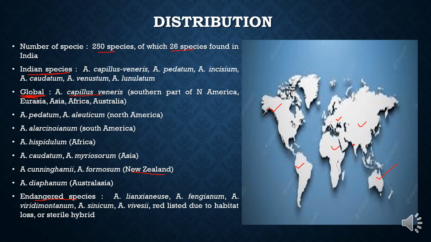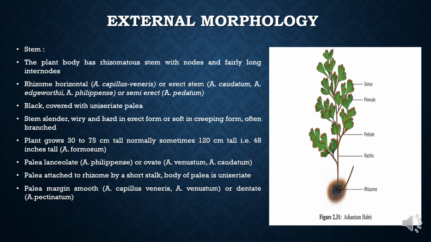Also in Adiantum, we find many polyploid hybrids that become sterile. They are only propagated clonally, but generally they are sterile when we see them in sexual reproduction. They are not viable, so they are only propagated by clonal propagation. So that is also one of the reasons, polyploidy and hybridization, that has endangered many of the species.